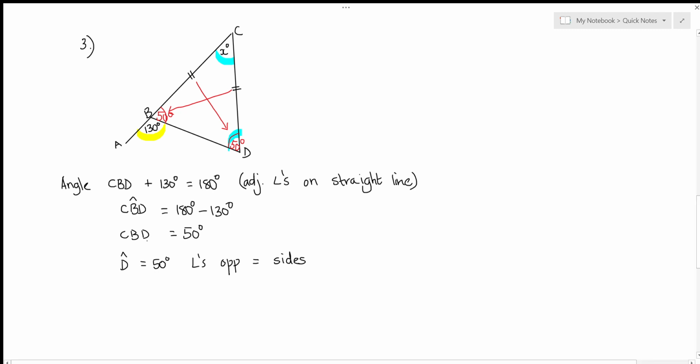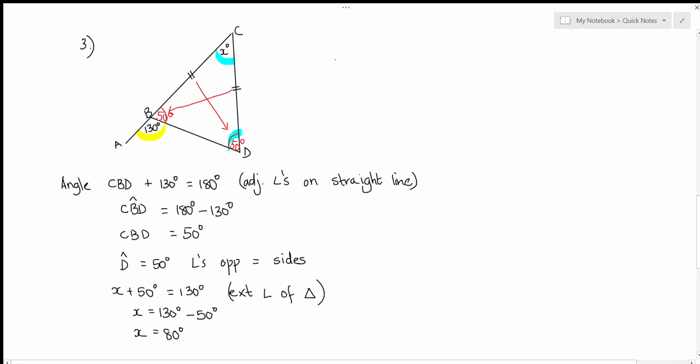So let's write that down. x plus 50 degrees is equal to 130 degrees, exterior angle of triangle. And therefore x is equal to 130 minus 50, and x is equal to 80.